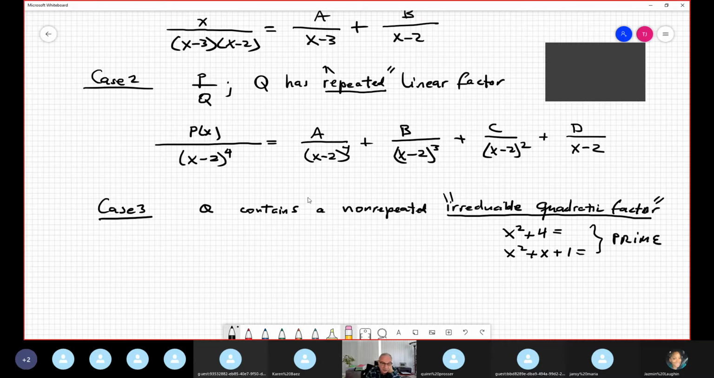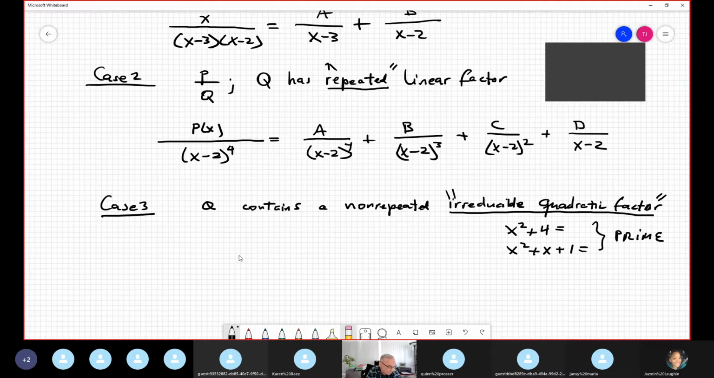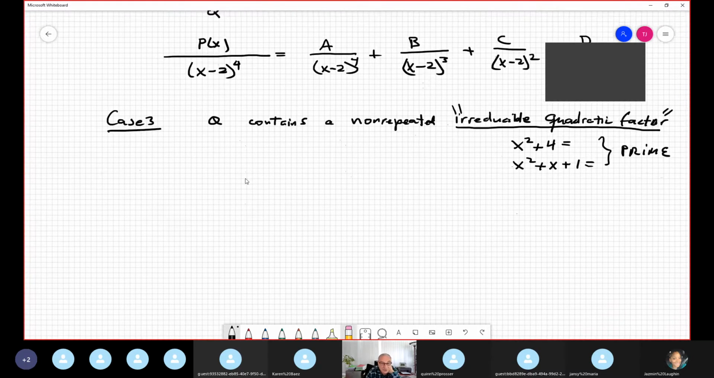So what is the consideration in case 3? Okay, let's do it. Suppose we have this hypothetical example. Case 3, x minus 5 over, suppose we have one factor. We have another factor like that.